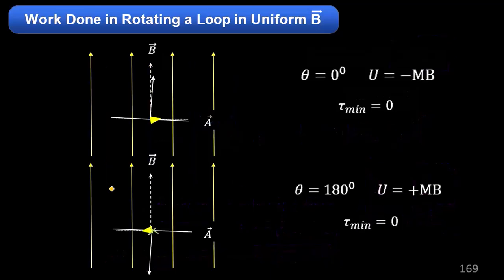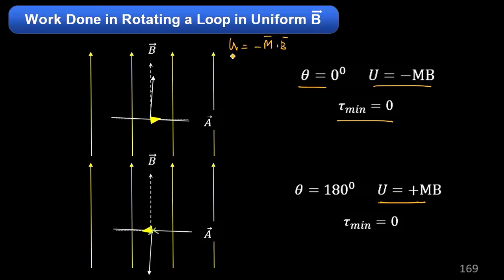বুঝে গেছে। সো থিটা 0 হতে পারে, থিটা যখন 0 রয়েছে, ইউ ইজ মাইনাস এমবি, সো ইট ইজ মিনিমাম পোটেনশিয়াল, মিনিমাম পোটেনশিয়াল মিনস এইখানে কি বলবো, স্টেবিলিটি। হ্যাঁ, ইউ ইজ প্লাস এম বি, কারণ ইউ লেখা হয়েছে ইউ ইজ মাইনাস এম ডট বি। তো যখন আমার এম ভেক্টর বি ভেক্টরের মধ্যে অ্যাঙ্গেলটা কত, এখানে 180 ডিগ্রি। সো ইউ ইজ প্লাস এমবি, so potentiality is maximum.